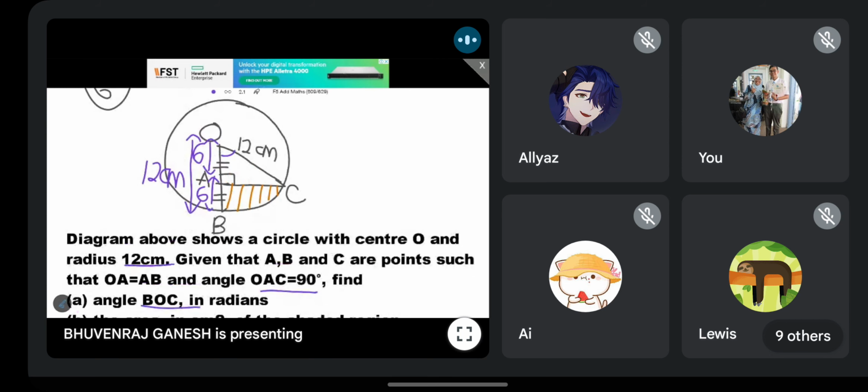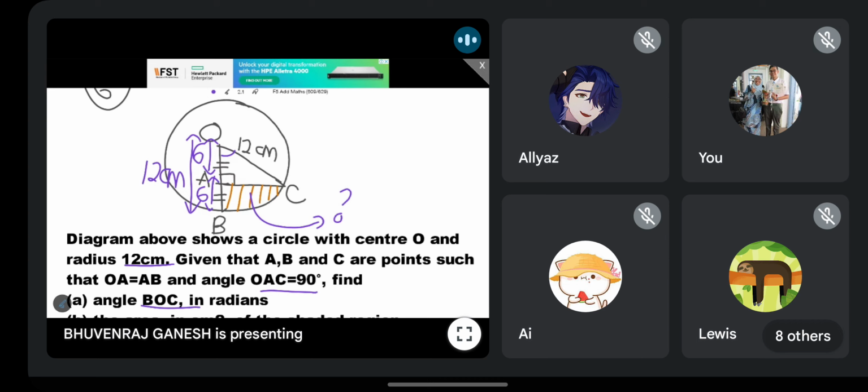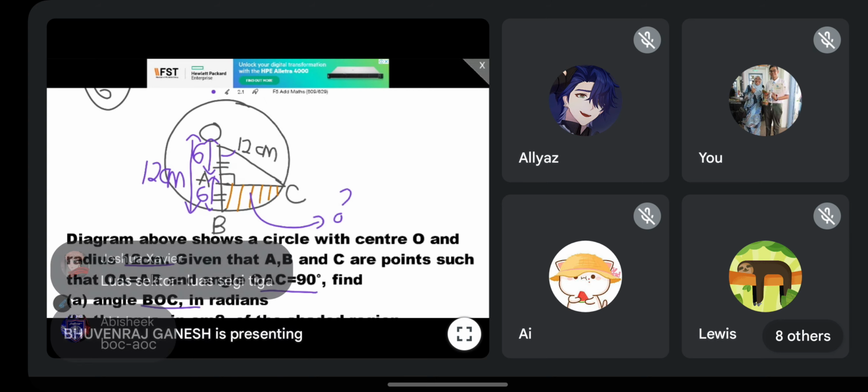Okay, so part B, luas kawasan berlorek, area of shaded region. So how to find it? Tell me the concept. What minus what? So macam mana kawasan ni? Can anyone tell? Yes, very good. Luas sector minus luas segitiga.